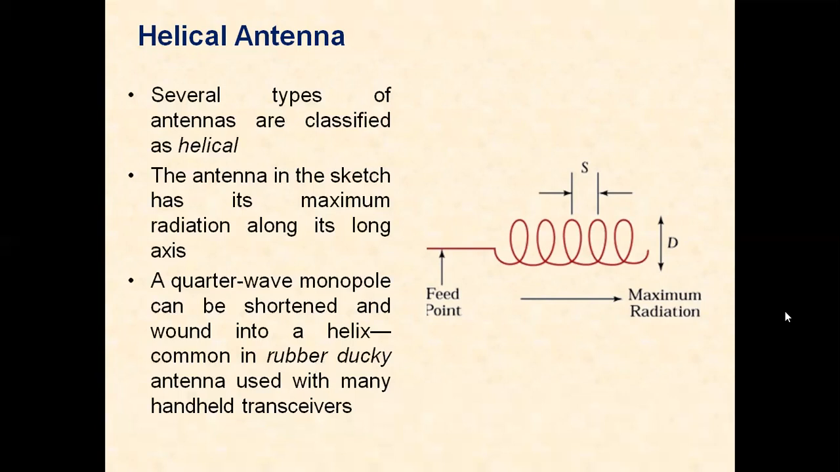There are two modes of radiation: normal or perpendicular, and axial. In normal mode, the radiation is in a direction at right angles to the axis of the helix. Axial mode produces a broadband directional radiation in the axial direction. If the helix circumference is equal to the wavelength, a traveling wave travels around the turns of the helix and results in circularly polarized waves.